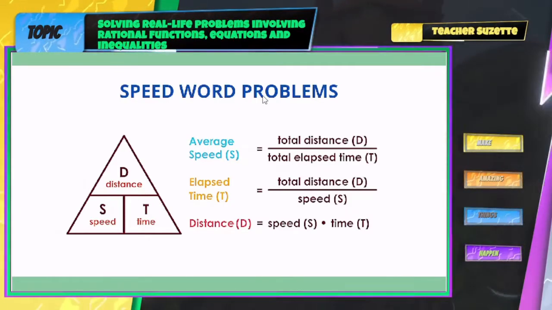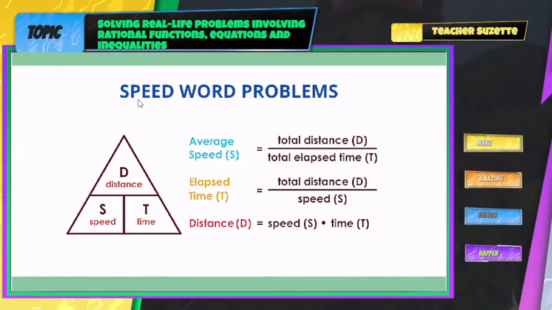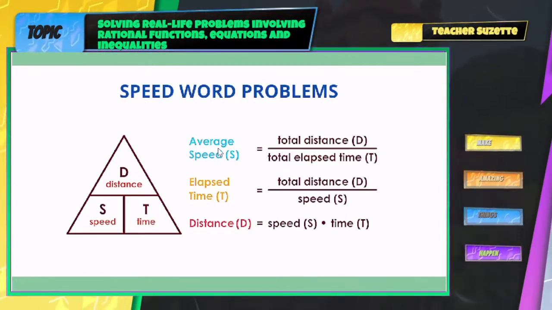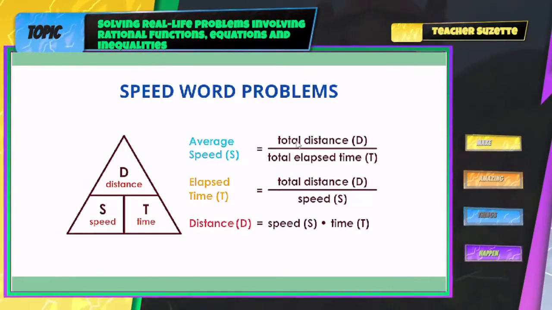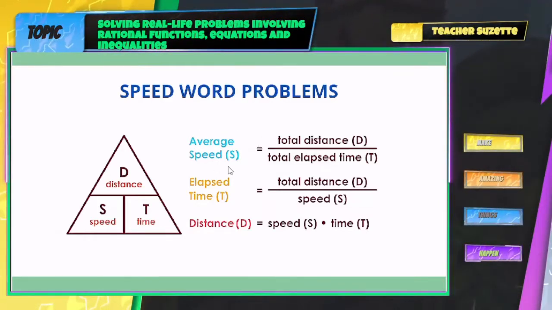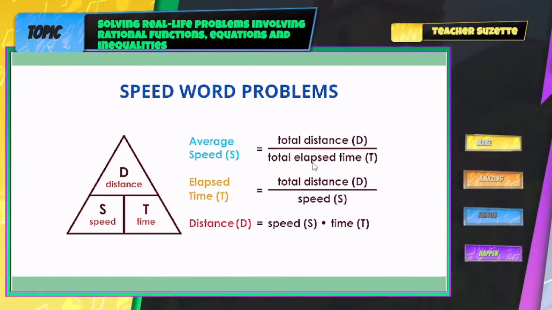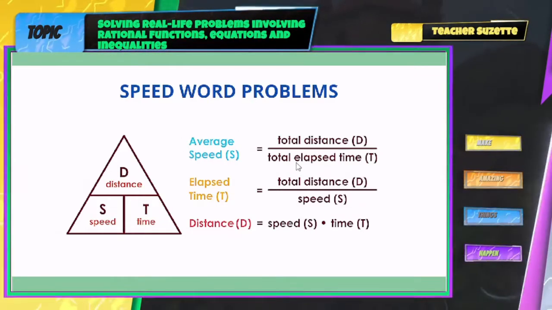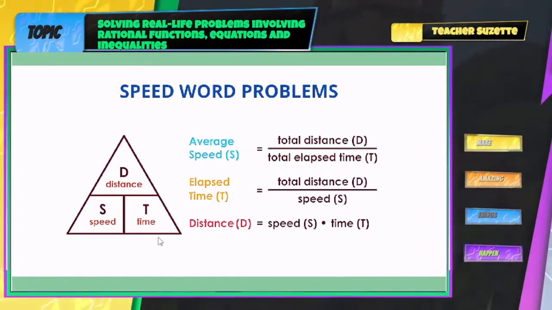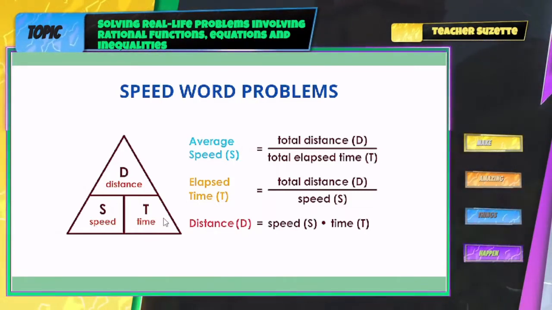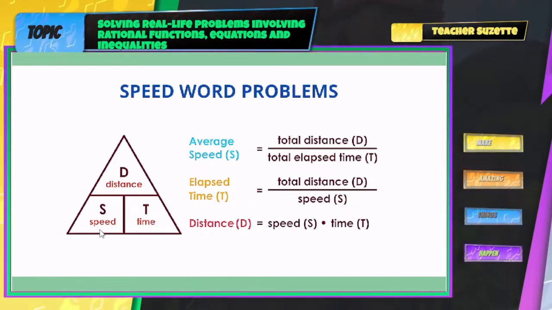The formula in getting the speed is equal to total distance over time. Using this formula, our most general formula for solving the speed, we can also solve the distance and the time. And this can be done using our triangle. Distance is at the top, then speed is at the bottom of the distance.